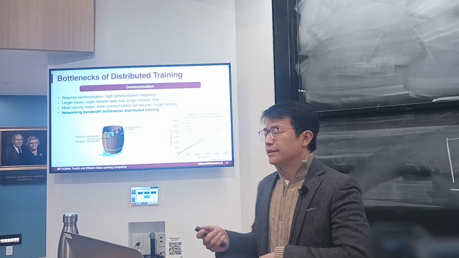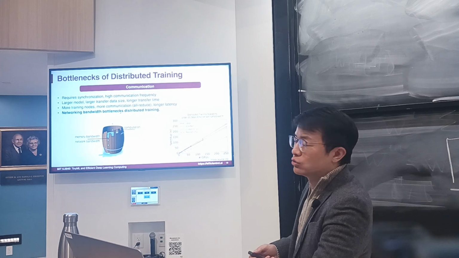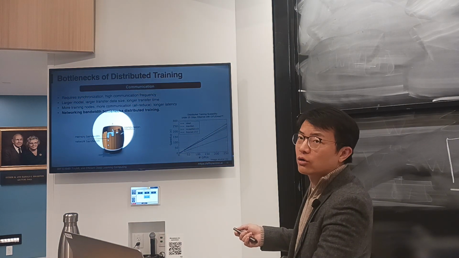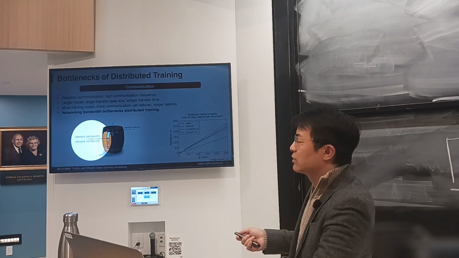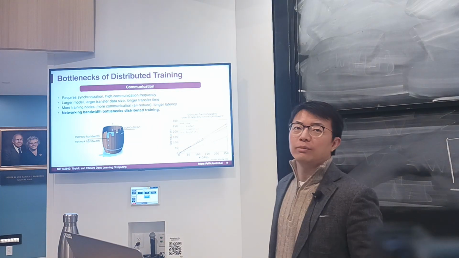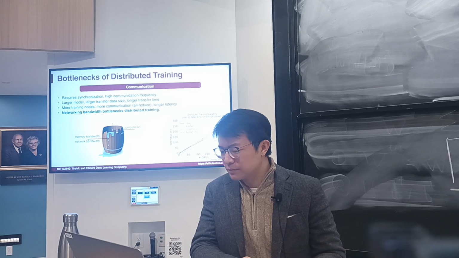And finally, if the networking bandwidth becomes a bottleneck, it will slow down the distributed training. No matter how fast your computation is, how strong your computation infrastructure is, if the bandwidth of your network is low, you still cannot fully unleash the power of the powerful newer generation of GPUs.